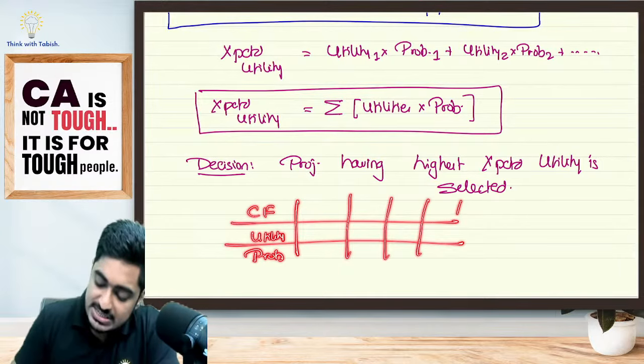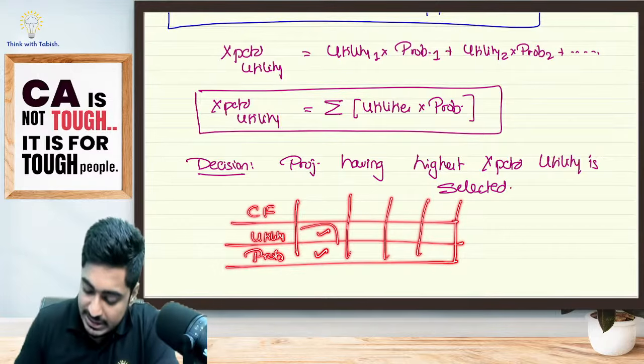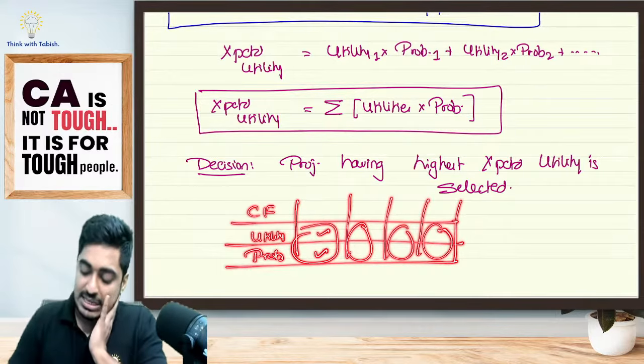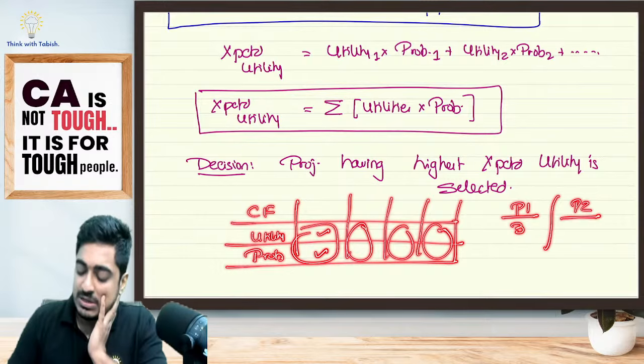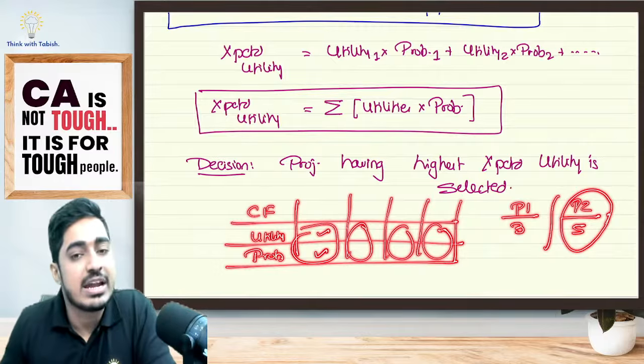What will I have to do? The question is asking what is the expected utility. Utility into probability, I will do the summation. Simple. That gives me expected utility. Imagine project 1 expected utility is 3 and project 2 expected utility is 5. Wherever my expected utility is maximum, that I will do.